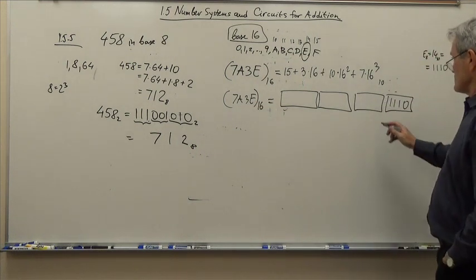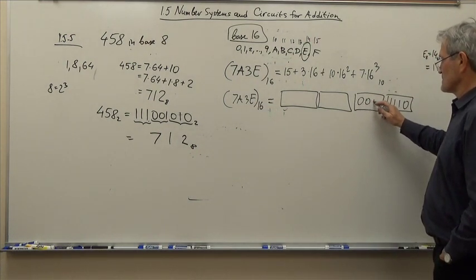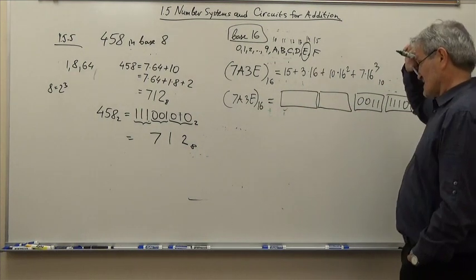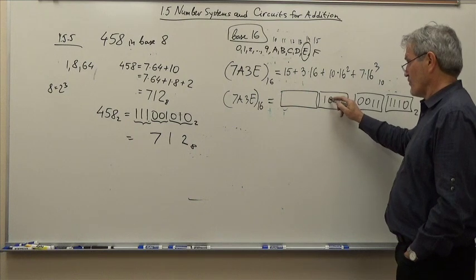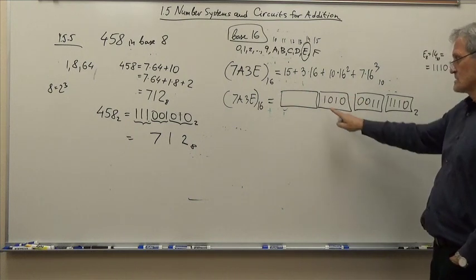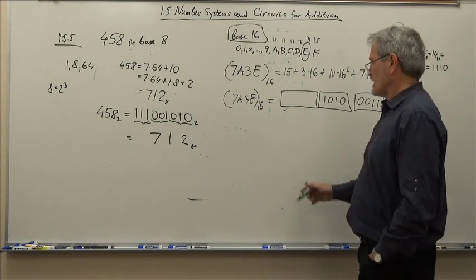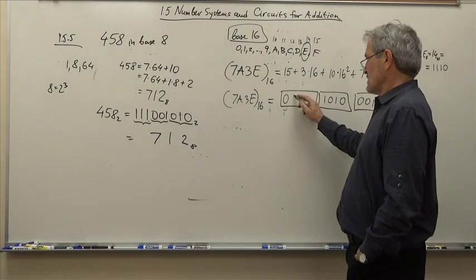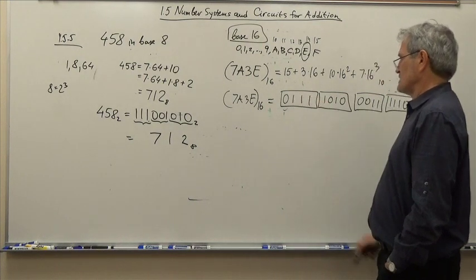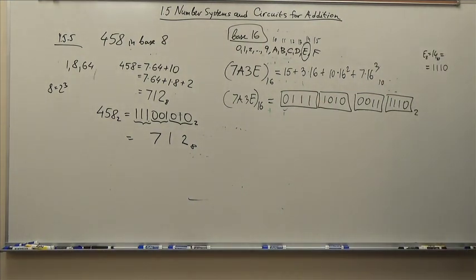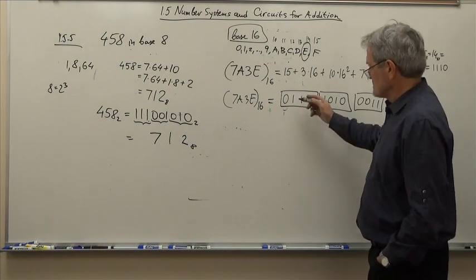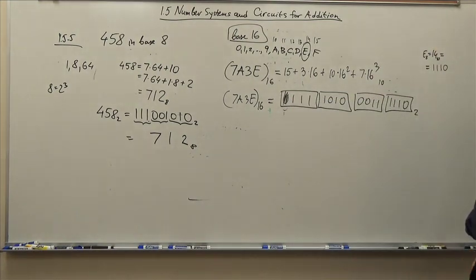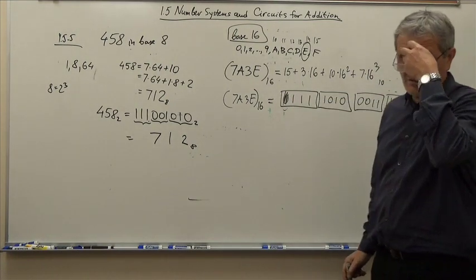Then the number 3, we know that. That's 0, 0, 1, 1. Then the number A is 10, so that would be 1, 0, 1, 0. And finally 7 has no 8s, but it does have 4, it has 2, and it has 1. Here it is. This would be the representation. And obviously, since this 0 here should be erased, because a number cannot start with 0, here is your binary representation.